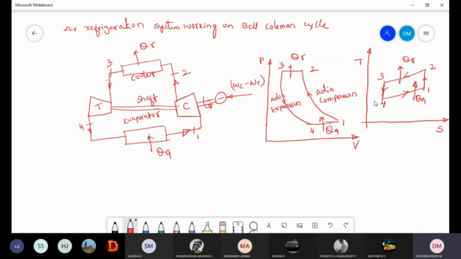And the remaining two, the 1 to 2 adiabatic compression and 3 to 4 adiabatic expansion, are curved lines. You can see here 1 to 2 is a curved line, and again 3 to 4 is a curved line. The remaining ones come as vertical lines. You should remember these things.